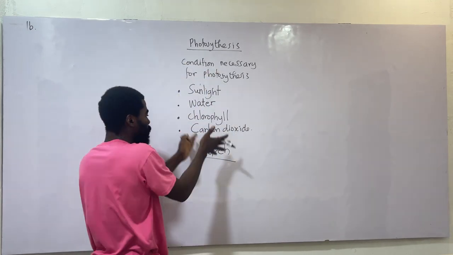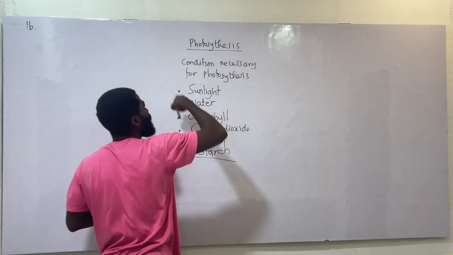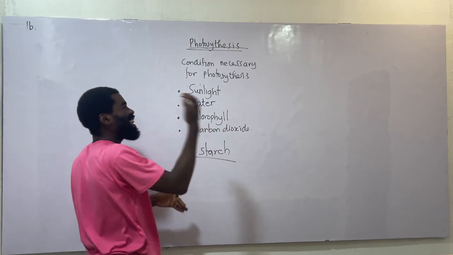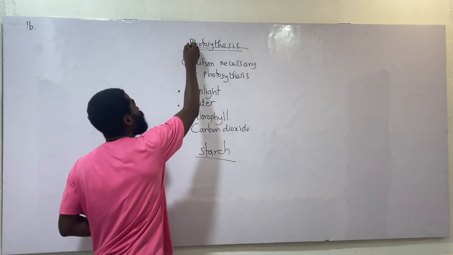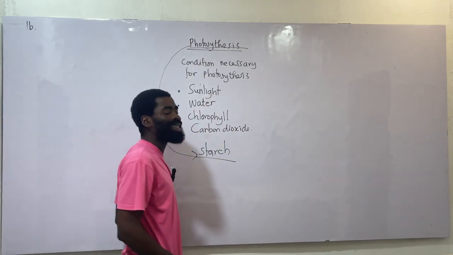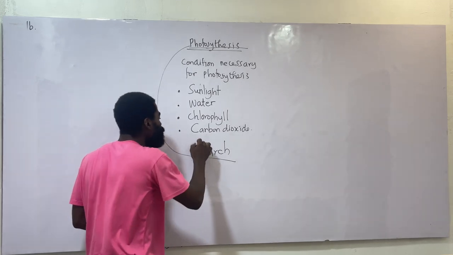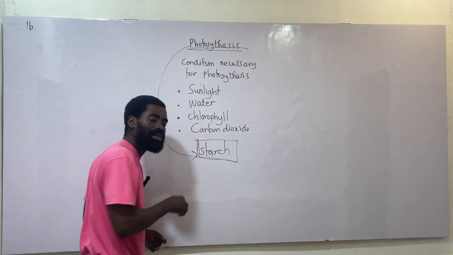Once everything is in place, photosynthesis occurs. Photo means light, synthesis means to make. So plants use light to make their food, and the food is being stored as what? As starch, after they've used what they want to use. Now, how do we know that starch is present?